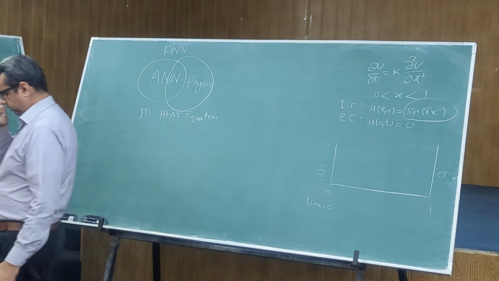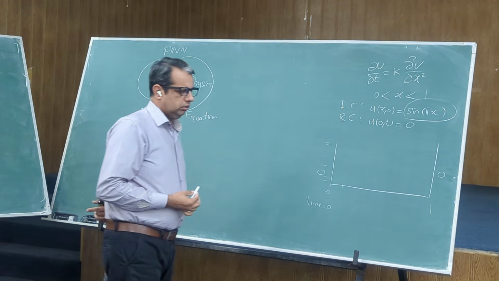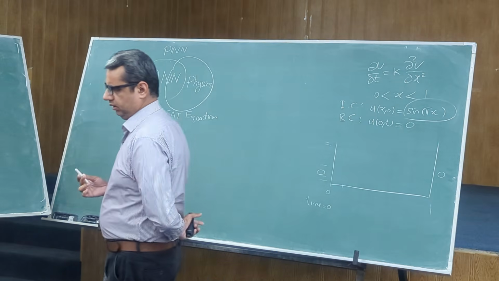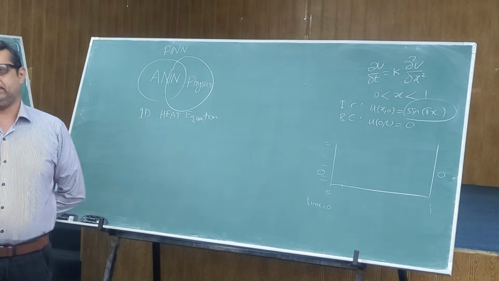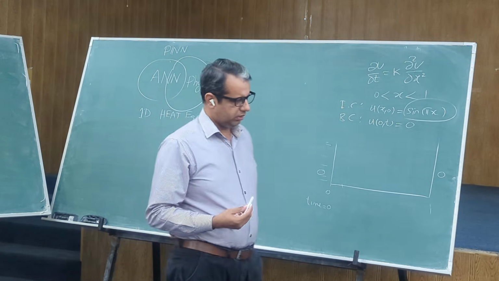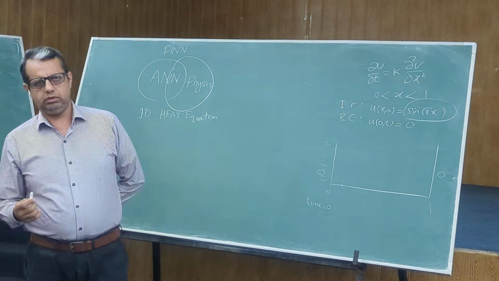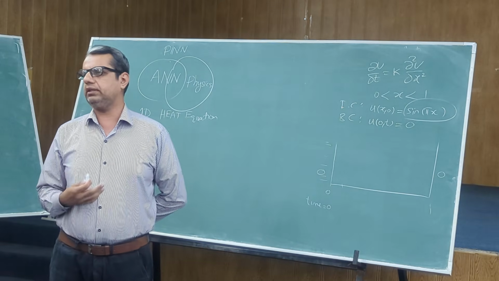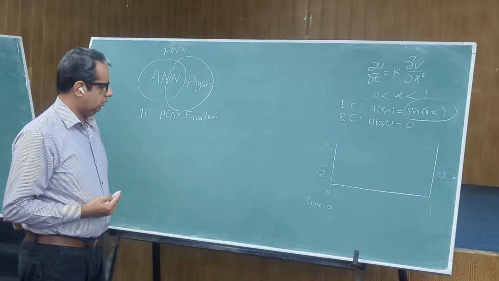Now we have to solve this one with the artificial neural network. So first question, does the artificial neural network predict the correct answer or an approximate answer? Approximate answer. And an approximate answer we can also find with the help of a numerical method. So we have to think like we are solving the equation with a numerical method.